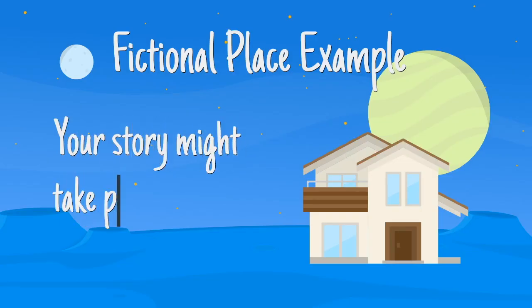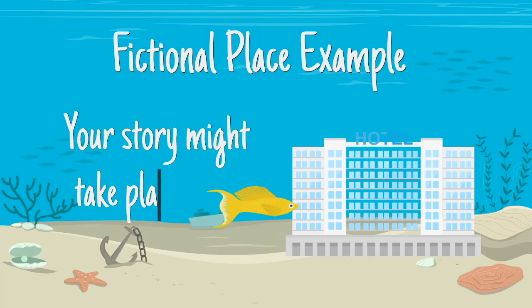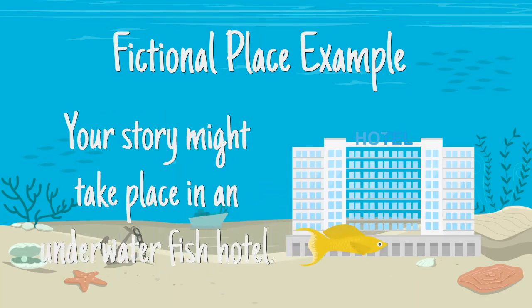A fictional location is a location that can't really happen. For example, your story might take place in your house on the moon. Now we know that's fictional because people can't actually live on the moon. Or your story might take place in an underwater fish hotel. Do you think that's real?